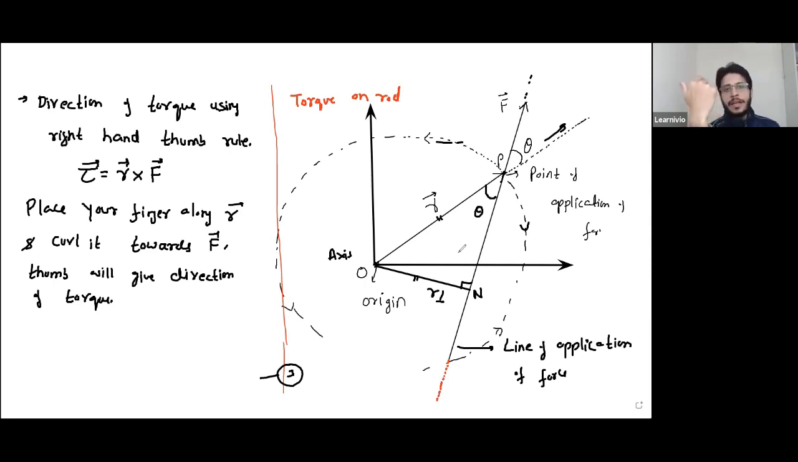You can get the direction of torque using that circular path. Just take the sense of rotation, curl your finger along the sense of rotation, and this thumb will give the direction of torque. Or for the direction of torque, you can use this right hand thumb rule. Place your finger along R and curl it towards F.